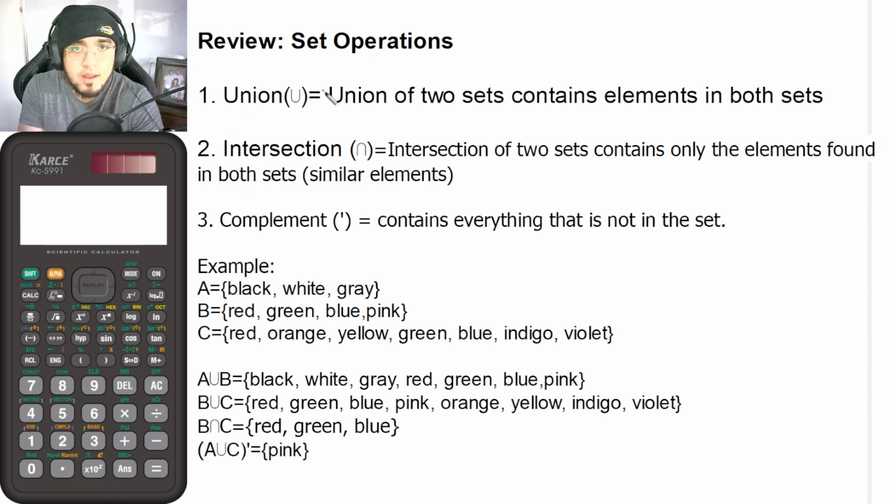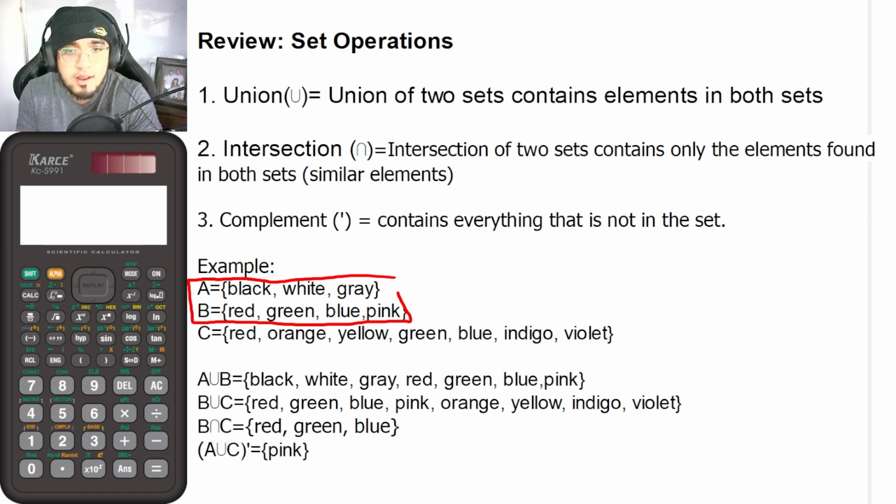If we get the union between A and B, it can be written as A ∪ B. This indicates that we are to get the union between the two. What we will do is list everything that is found in sets A and B. So we will write black, white, gray, red, green, blue, and pink. Okay, so that is basically union.